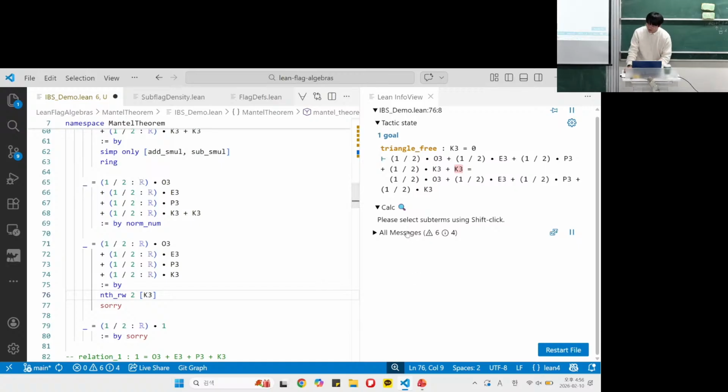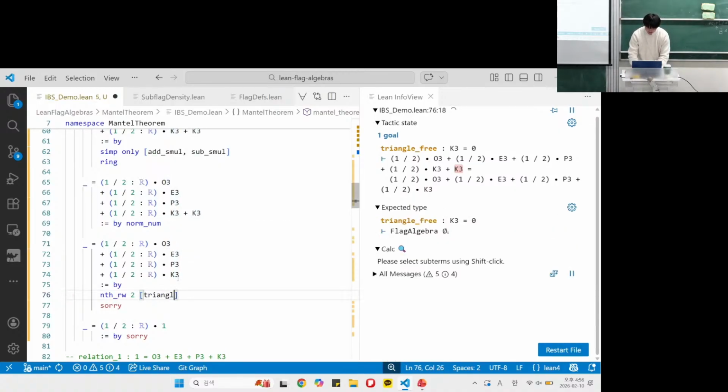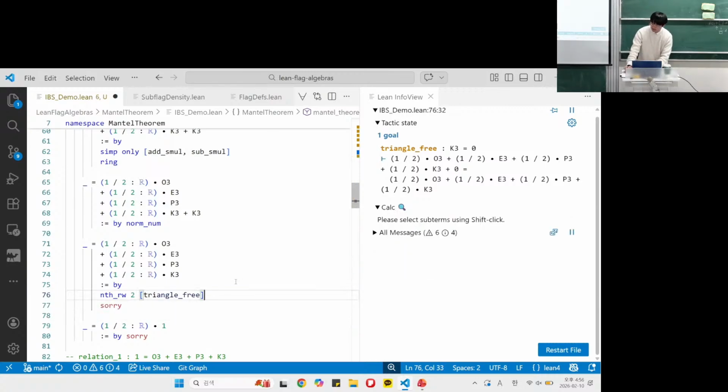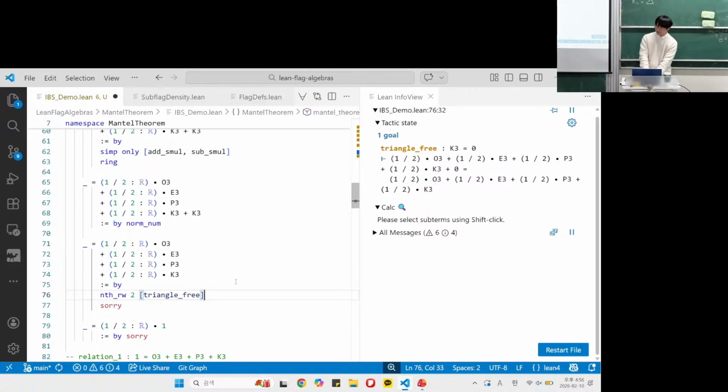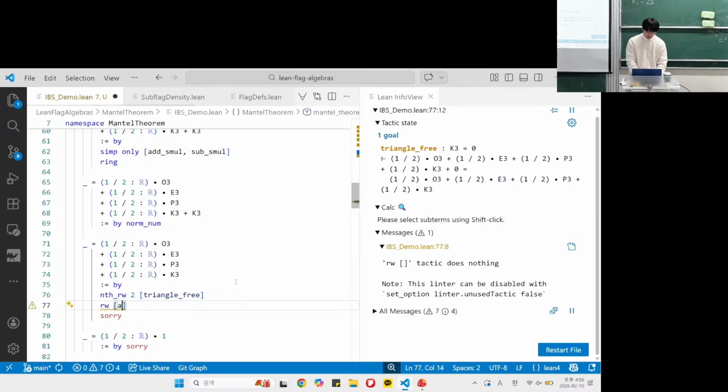So we just want to remove this second k3, so write nth_rewrite 2 with triangle 3. So you can see only the second k3 is replaced by 0. And we can complete the proof by add_zero.